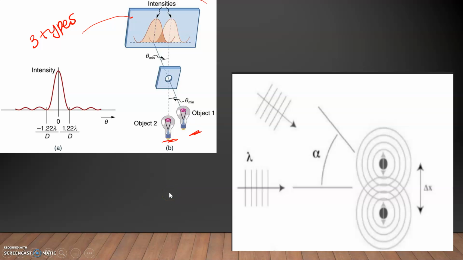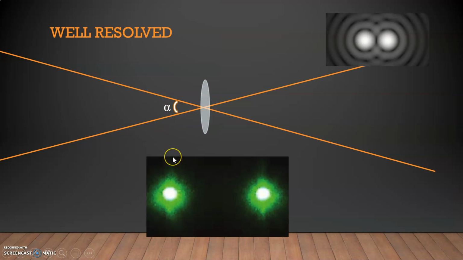The first one we'll talk about is the well resolved resolution pattern. Here, the central maxima are not overlapping, and that means that we can see two images distinctly. This also means that the angle alpha is large. As two light sources get closer to the circular aperture, the angle between the diffraction patterns gets larger.